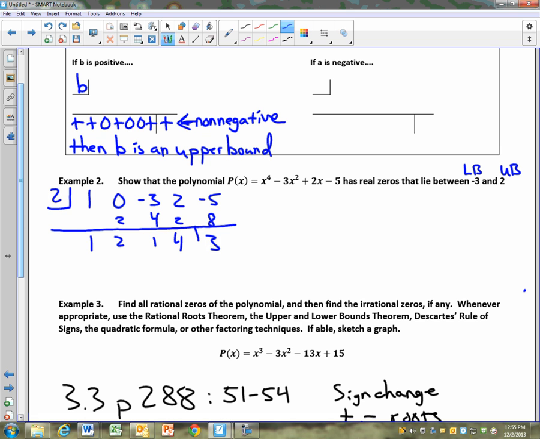What do you notice about your result? All are non-negative. Do you agree?